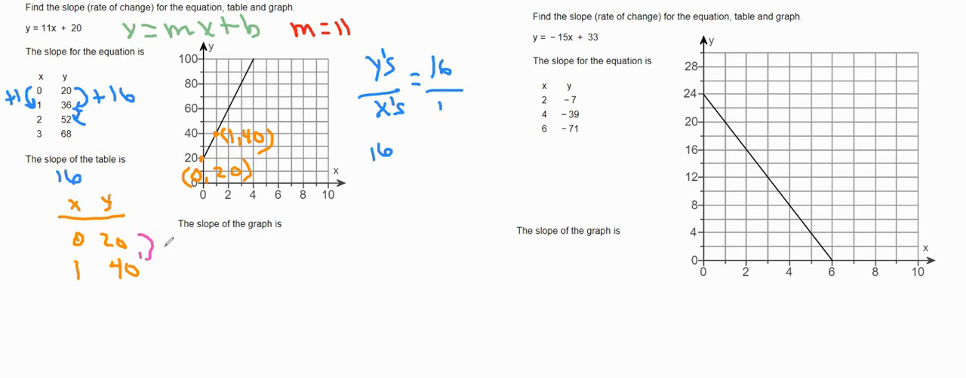And you'll notice that the y's are going up by 20 and the x's are going up by 1. So the slope would be 20 over 1, or just 20.